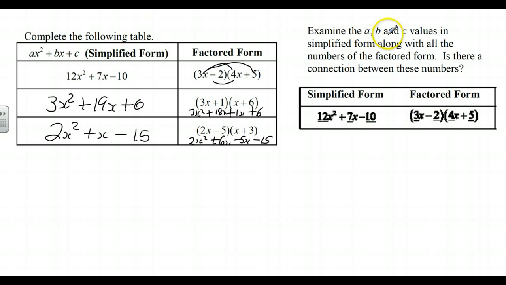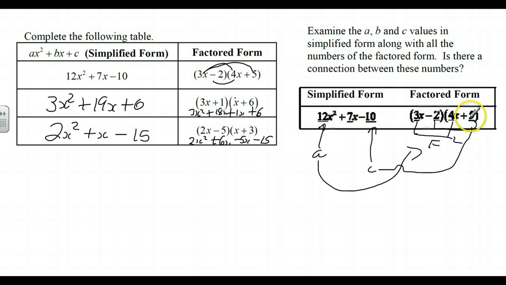Now, take a look at the a, b, and c values. So this a value, where does it come from? Well, you can see that it comes from the first in FOIL, right? And the same here, 3x times x is 3x squared, 2x times x. And if you take a look at the c value, you can see, well, c comes from the last. Negative 2 times positive 5 is negative 10, and that's the only place that comes from, right?